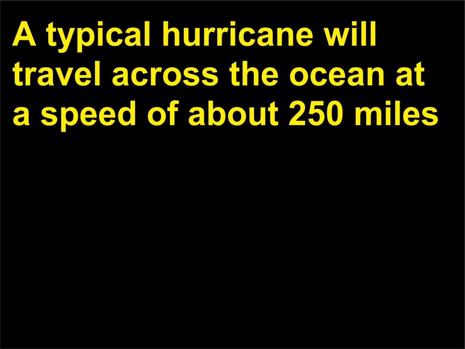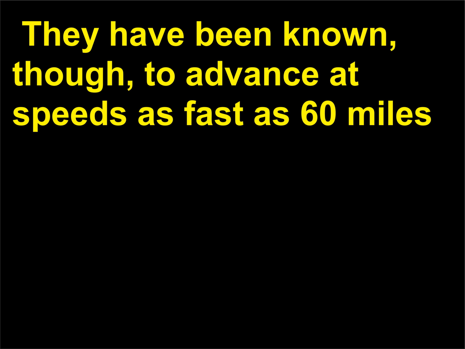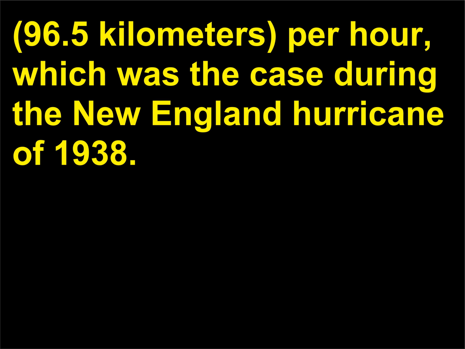How fast do hurricanes travel? A typical hurricane will travel across the ocean at a speed of about 250 miles, 400 kilometers per day, or about 10 to 15 miles, 16 to 24 kilometers per hour. They have been known, though, to advance at speeds as fast as 60 miles, 96.5 kilometers per hour, which was the case during the New England hurricane of 1938.